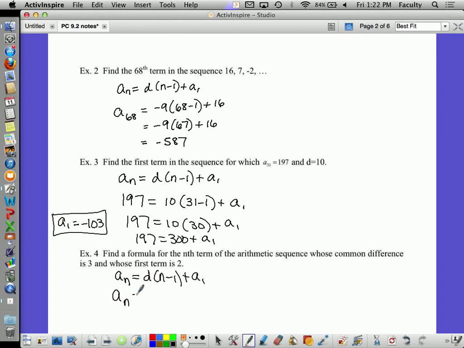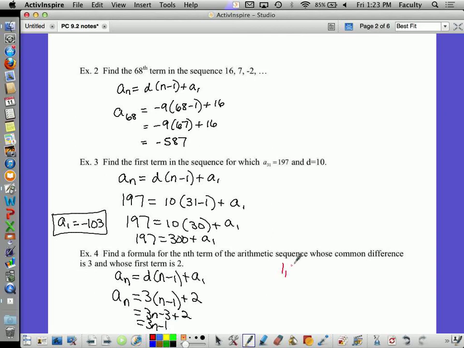So I'm looking for the nth term. That's a sub n. The difference is 3. We're going to leave n in there. So that's 3n minus 3 plus 2. So that's 3n minus 1. So there's your formula. Now, let's pause here a moment.